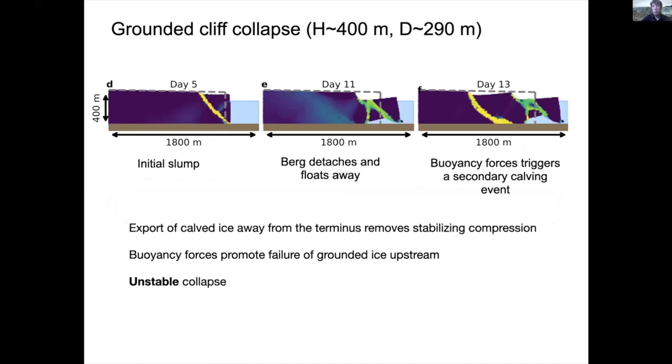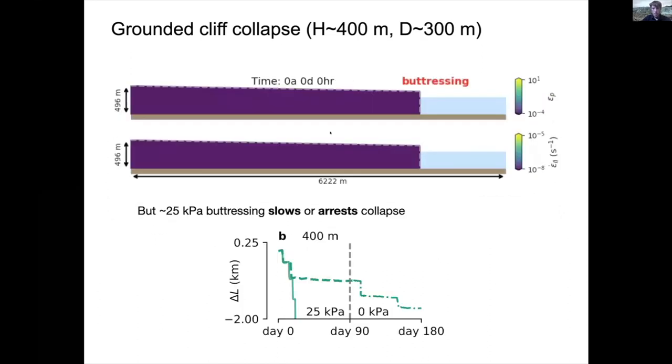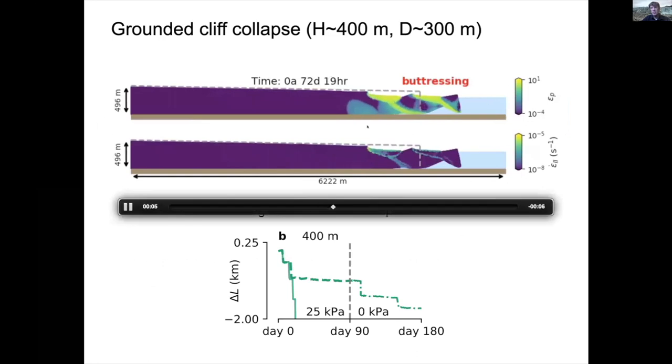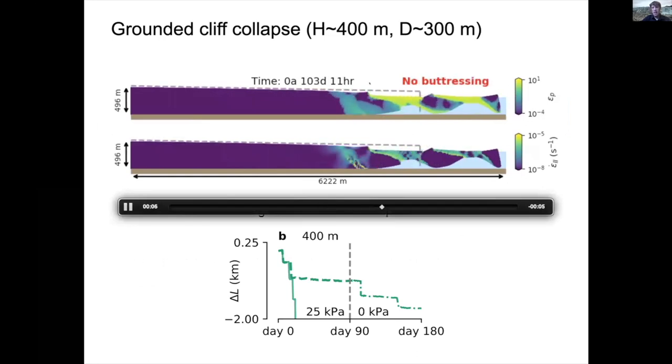Now the bergs can actually float away because there's water there. And so the export of ice is actually playing a pretty big role because it's no longer providing a compressive restraining force. And then because the ice is now close to buoyancy with that slump calving front, you end up with buoyancy forces that are going to trigger a secondary calving event. So now we get unstable collapse. However, if we add a fairly small amount, 10 to 25 kilopascals of buttressing, we can actually slow that down and even actually prevent it.